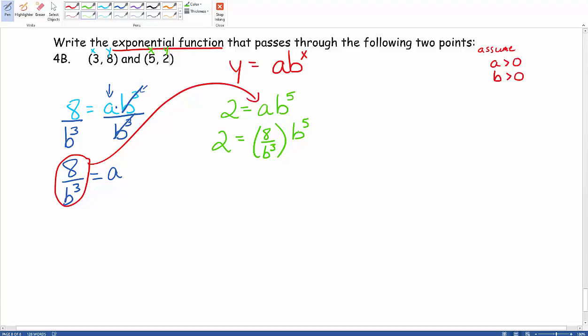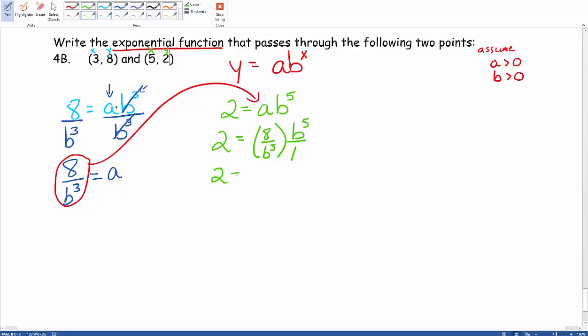Now, a lot of times I'll have students who want to say, well, we have 8 over b cubed times b to the 5th. They'll distribute the b to the 5th to the top as well as the bottom. But if we look at our b to the 5th a little more carefully, b to the 5th is the same thing as saying b to the 5th over 1.